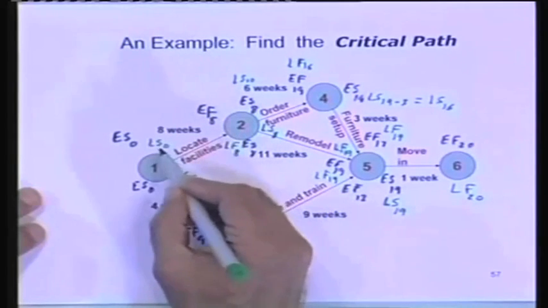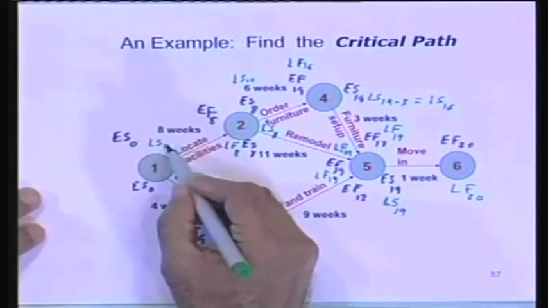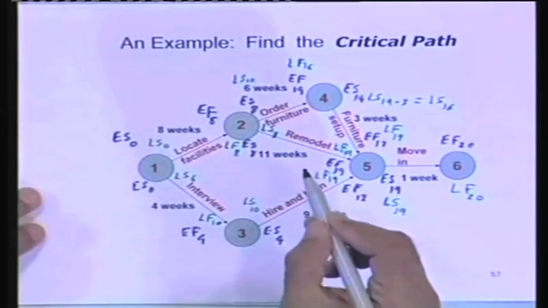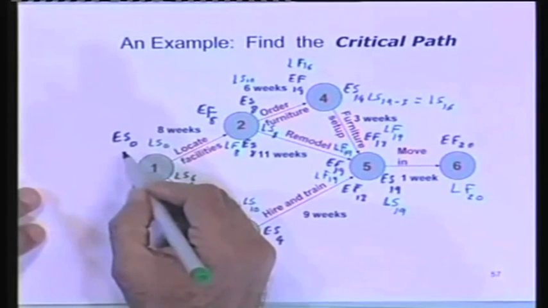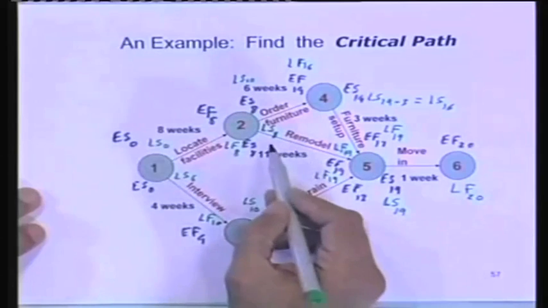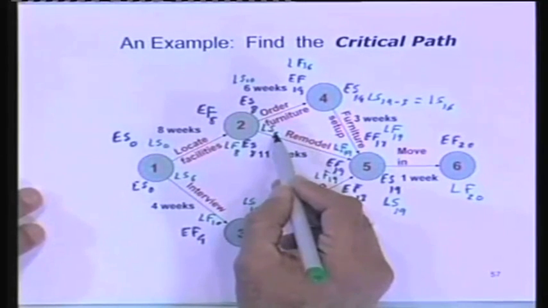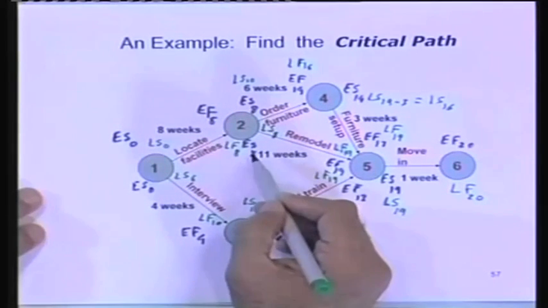This task has latest start at 0. Also the earliest start is 0. There is no slack. Look at this task. Latest start is 8 and earliest start is 8. Again, I've got no slack.